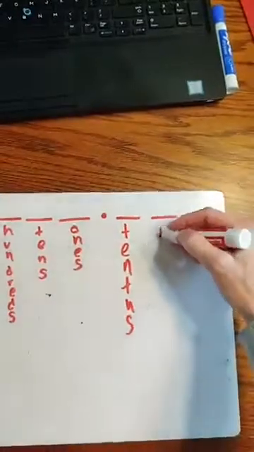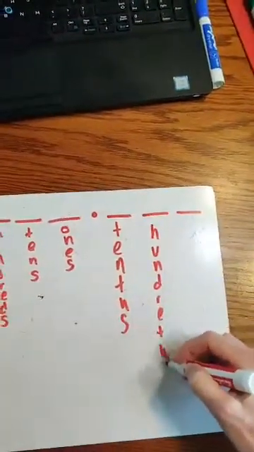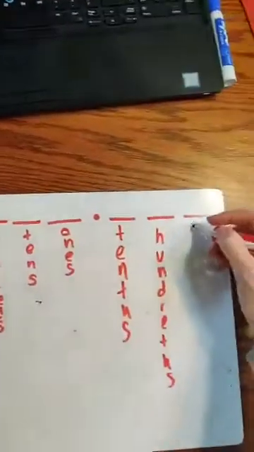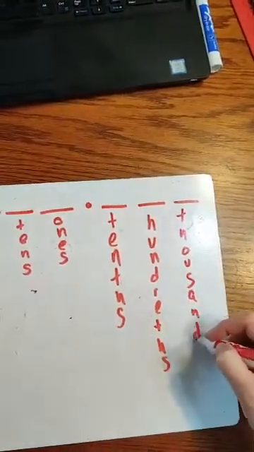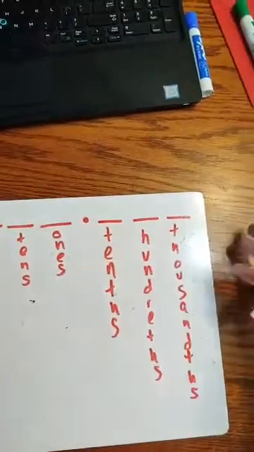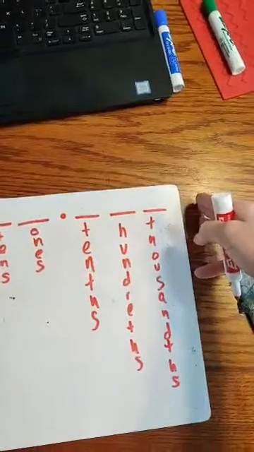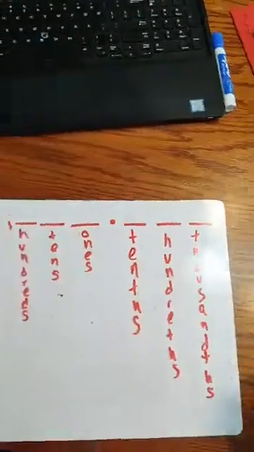Then they go hundredths, and we're still following the pattern, so thousandths. If we were to keep going, we would have 10,000ths and 100,000ths over here.